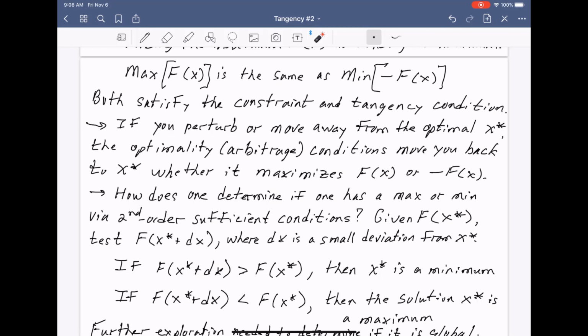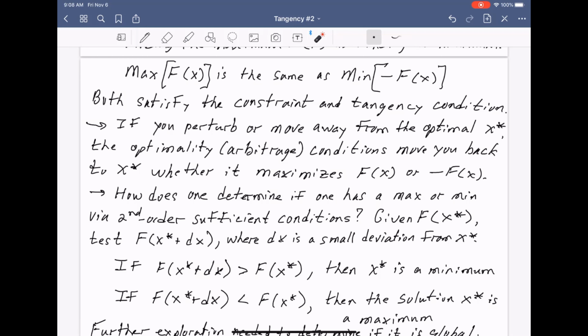So one of the best and fastest ways of checking whether or not you've got a minimum or a maximum, whether or not the second order sufficient conditions are satisfied, is simply to pick a point on either side of the solution that you have, or maybe check both sides, and determine whether or not the objective function is higher at those points or lower. And if it's higher, then you've got a minimum. If it's lower, you're guaranteed you've got a maximum.